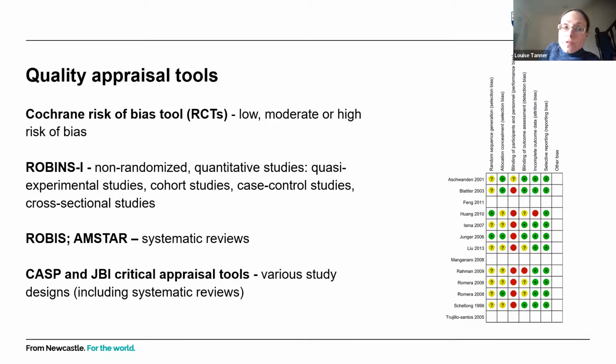There are a number of different tools which you can use to help you to assess the quality of individual studies that are included in your review. This makes the process of quality appraisal more systematic. There are tools available for specific study designs. For example, if you wanted to assess the quality of randomized controlled trials, then the Cochrane risk of bias tool is probably the best tool to use in order to do that.